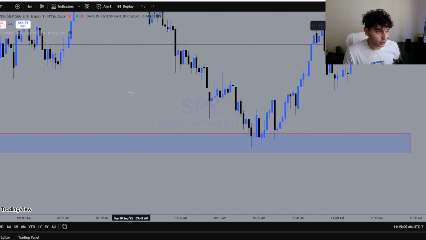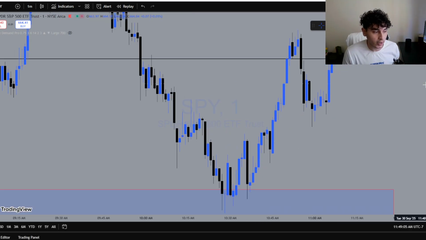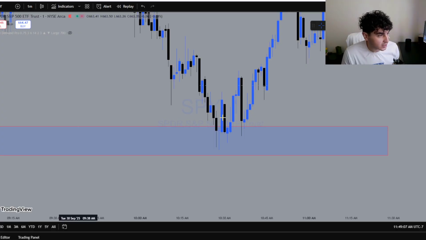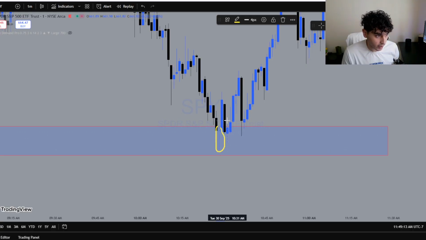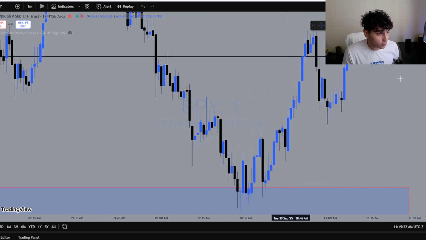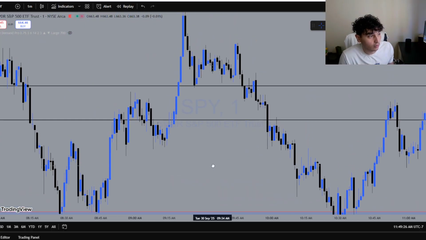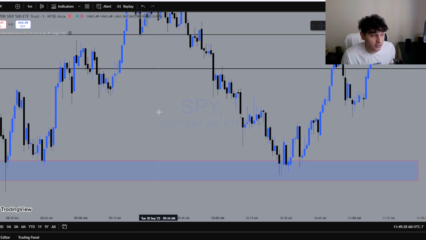So if we go to when price tapped this zone for the second time, what do we see? We see multiple rejection candles, right? Multiple hammer candles. This is a strong hammer candle right here. Another strong rejection candle right here, right? So obviously, when you do see your supply and demand zones, another thing that you want to focus on is the momentum going into these supply or demand zones, right?